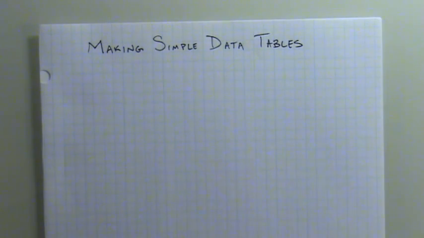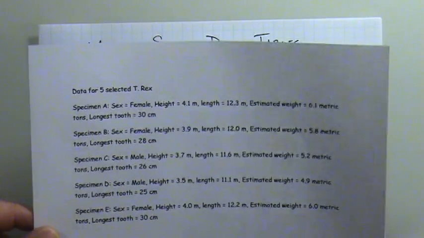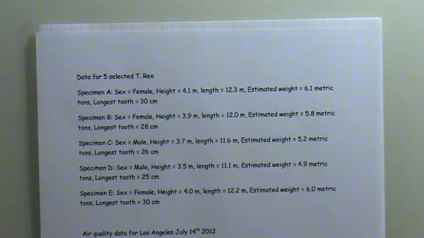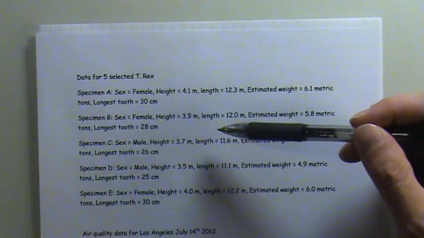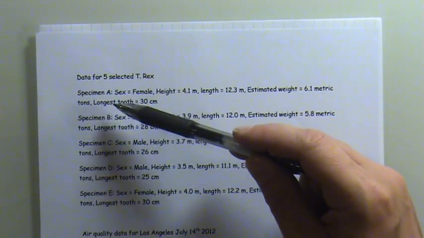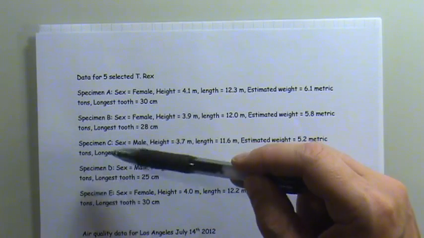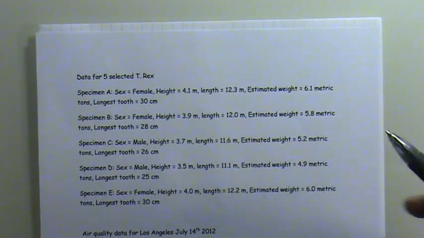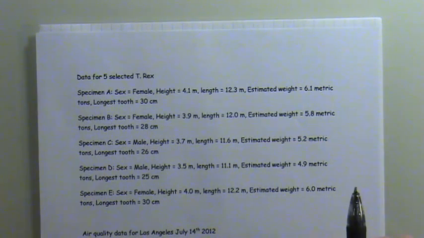So for the purposes of this video, I'm going to use this data that I collected on T-Rex. So I have some information about different sizes for T-Rexes. I have 5 samples, specimen A, B, C, D, and E, and I want to organize that into a simple data table.